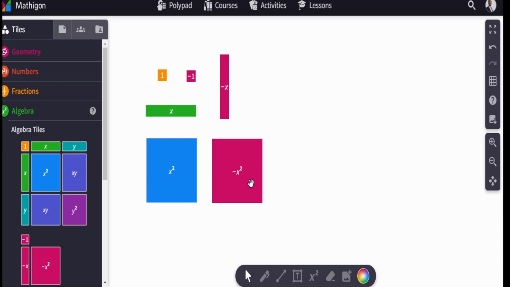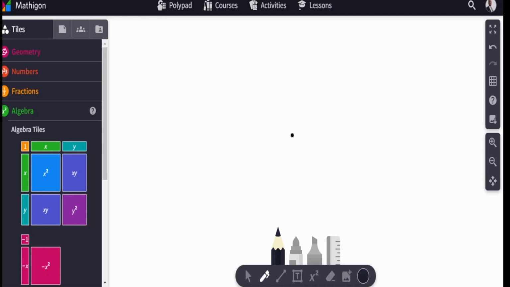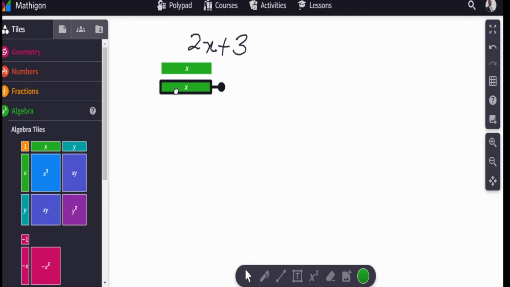In that video I just spoke about, we use the tiles to model different algebra representations. For example, to model an expression like 2x plus 3, we would bring 2 x tiles and then 3 unit tiles. For more of these, I would strongly encourage you to watch that video, so that we can go on to the main lesson for today.